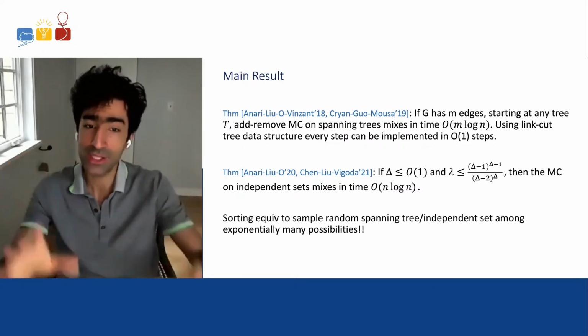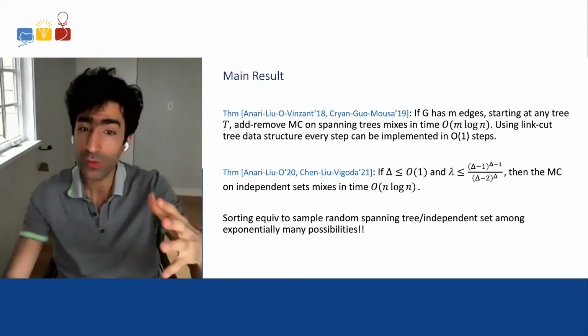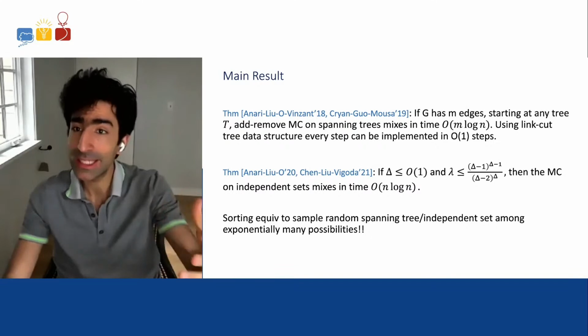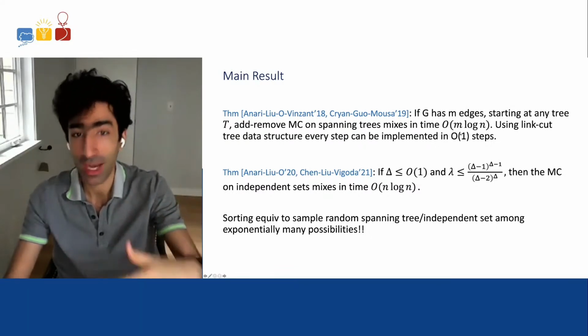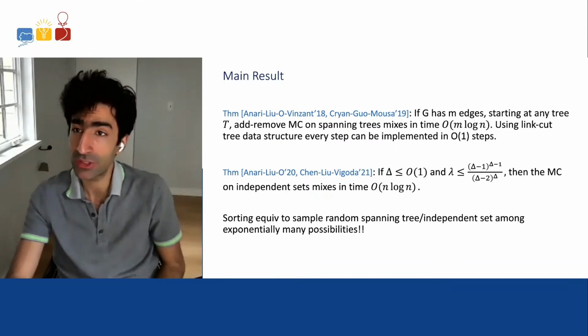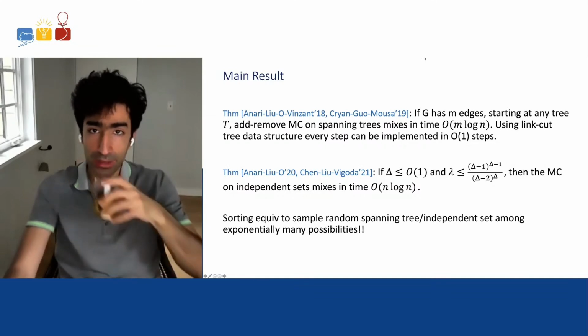Now, the message I want to tell you about is that these algorithms are in fact very fast. Both of them basically work in the same time as sorting. Like it takes you m log n to just sort the edges of a graph. I'm saying in the same time you can generate a random spanning tree among exponentially many options.